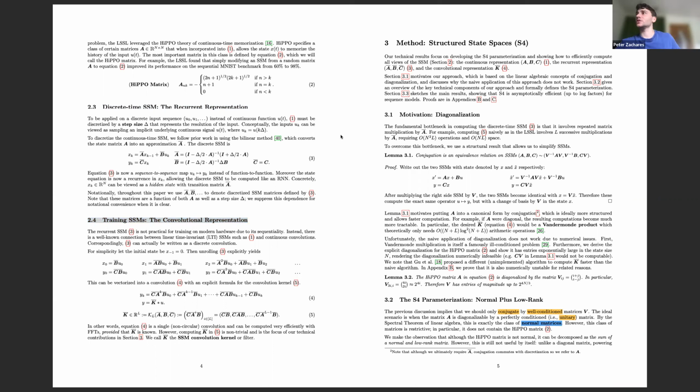Can we say the Hippo matrix is a projection on the base of... I'm not sure what the terminology is, oh, is it a projection?